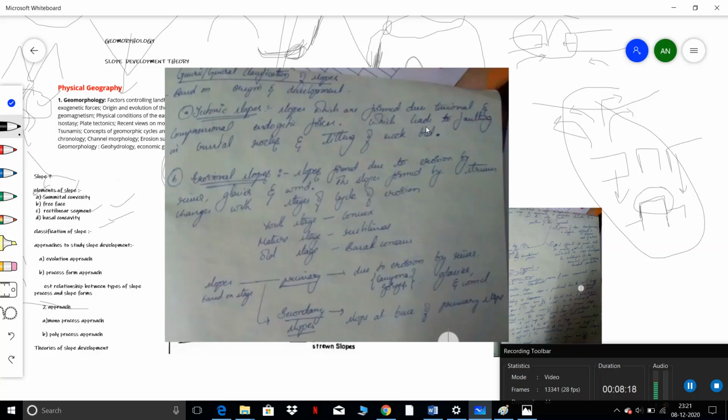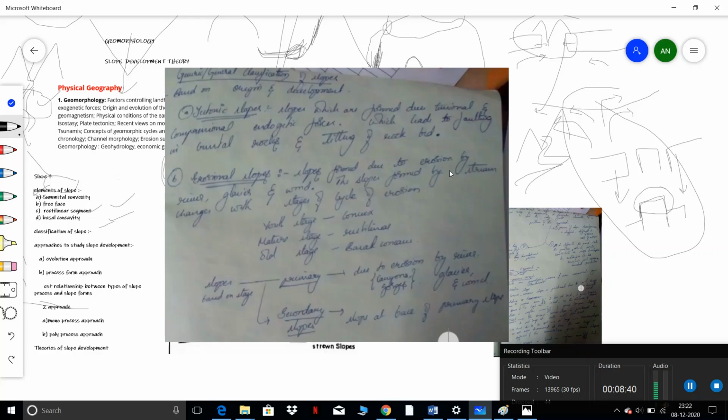So tectonic slopes originate from compressional and tensional endogenic forces. Next is erosional slopes. When these are subjected to erosion, suppose a river originates in the hill, it creates a slope, it alters it. So slopes are created by the river as well as glaciers and wind.